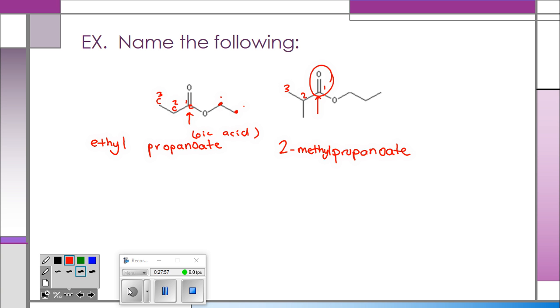Now, in addition to that prefix I just put on there, I have to add another piece of prefix to say what's on the other side. There are 1, 2, 3 carbons that came from the alcohol that joined with an acid to make this ester. So I would call this propyl space 2-methyl propanoate.